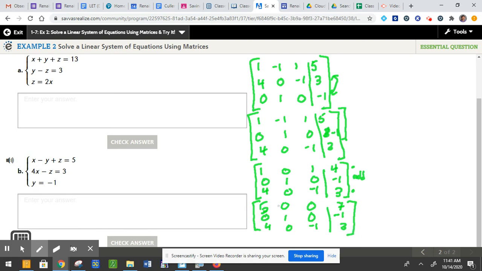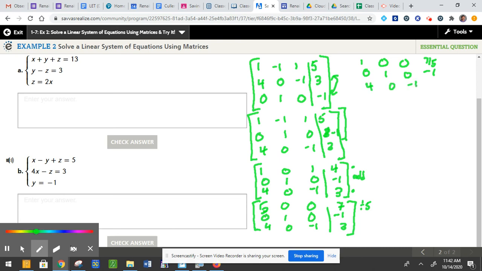Okay, so now I got zeros where I want them. However, I turned that 1 into a 5. Well, I can fix that by just dividing by 5. And then the zeros will stay 0. So when I divide by 5, my new first row is going to be 1, 0, 0, 7 fifths. And it's okay, that's a fraction. So now that's locked in. I've got 0, 1, 0, -1. So again, that's already been locked in. And then I have 4, 0, -1, 3.